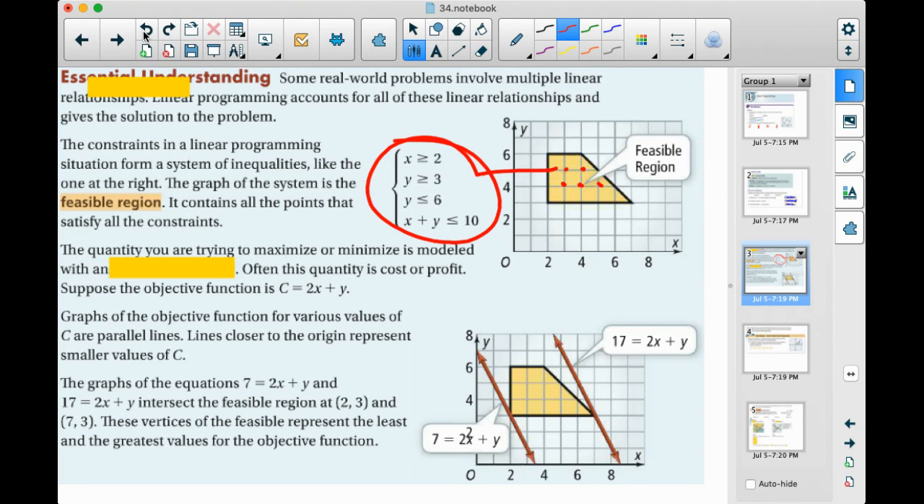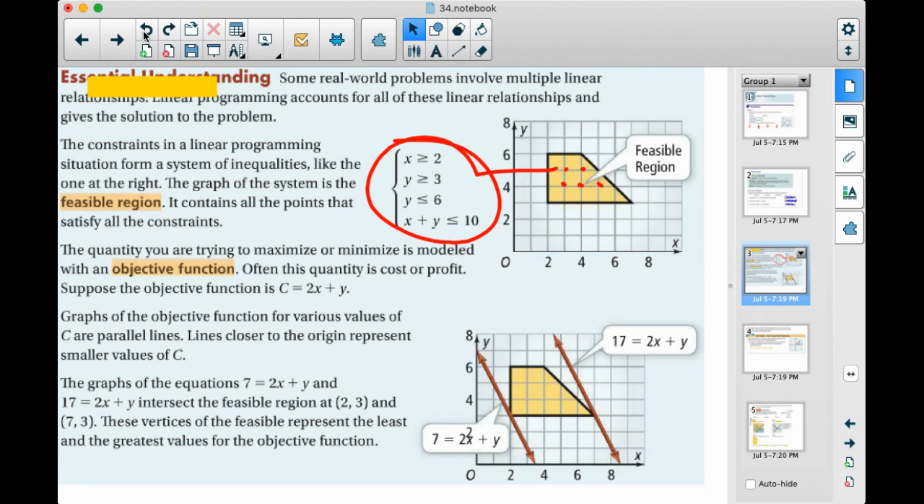The quantity you are trying to maximize or minimize is modeled with an objective function. Often this quantity is cost or profit. Suppose the objective function is C equals 2x plus y. Graphs of the objective function for various values of C are parallel lines. Lines closer to the origin represent smaller values of C.